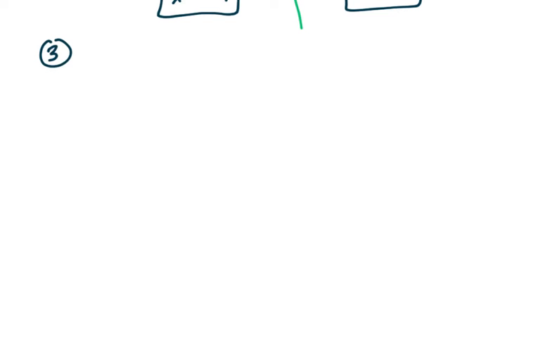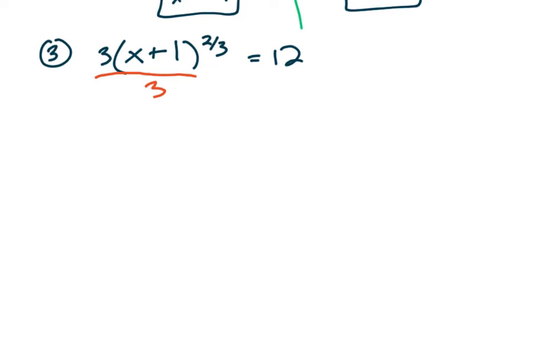Number 3. 3 times x plus 1 to the 2/3 equals 12. So this x plus 1 to the 2/3 is a radical, okay? Remember, if we bow tied this, this is a radical, so we need to get rid of the 3 that's in front first. We cannot distribute that 3. So I'm going to first divide each side by 3 to get x plus 1 to the 2/3 equals 4.